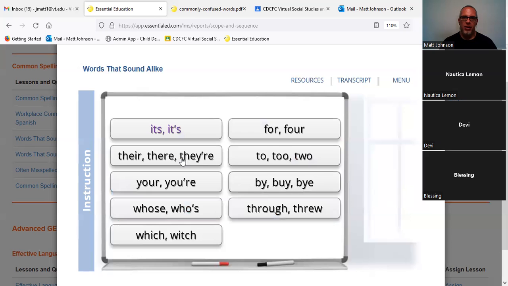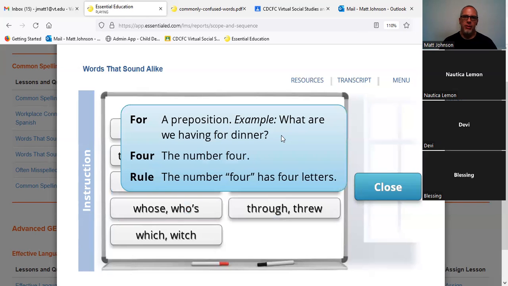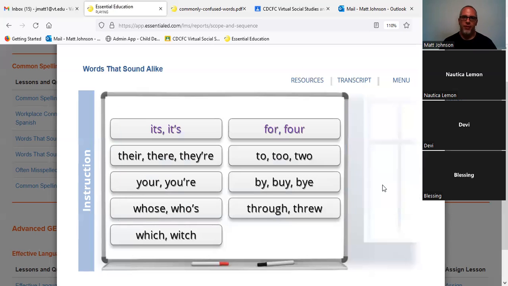Let's take a look here at a few of them. For and four, right? FOR is a preposition. Example: what are we having for dinner? FOUR is the number 4. So remember, there's your difference.